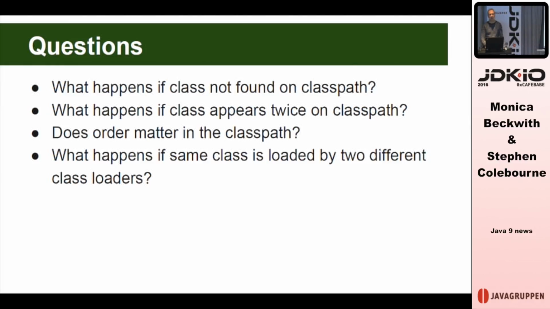So these questions have long plagued the class path. What happens if a class is not on the class path? When you start your system, it needs to find the first class. But what if later on down the line, you go into some new part of the system and it needs to load a class, and that's not on the class path? You don't find out until much later, until you actually try and use that part of the system, and you get a class not found error. What if a class appears twice on the class path?